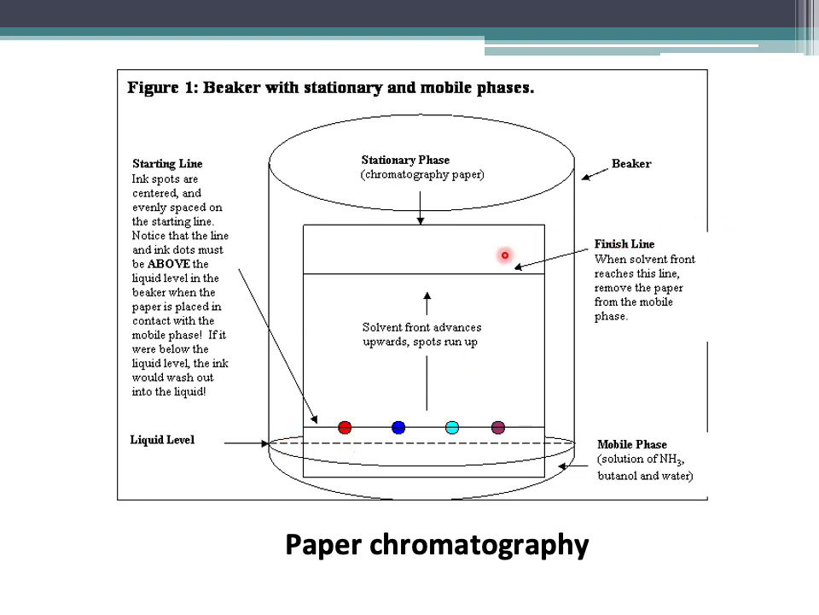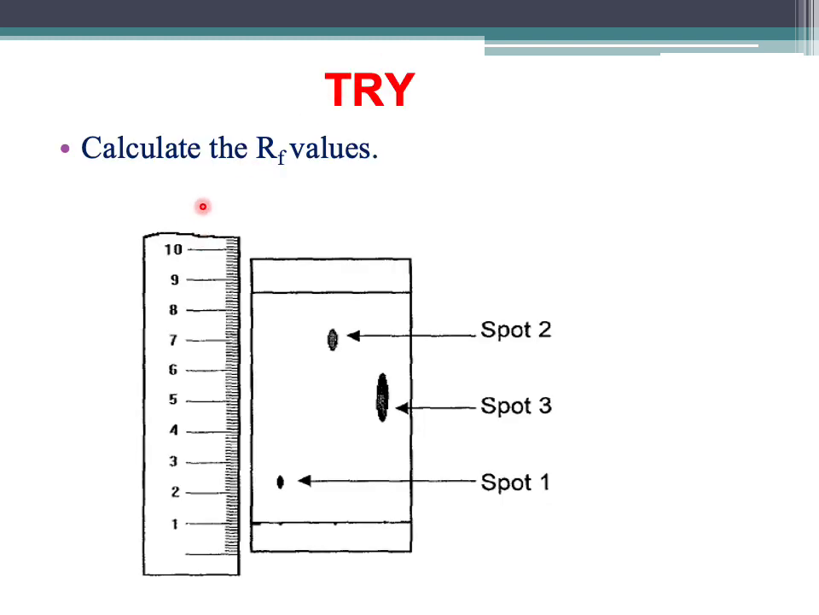Okay, so this is the finish line. So when solvent reach this line, remove the paper from the mobile phase. Kena sampai line ni. Okay, biasanya kita guna adalah 3/4 lah daripada line. Okay, try this question. Okay, calculate the RF value. So you can calculate the RF value for this question.